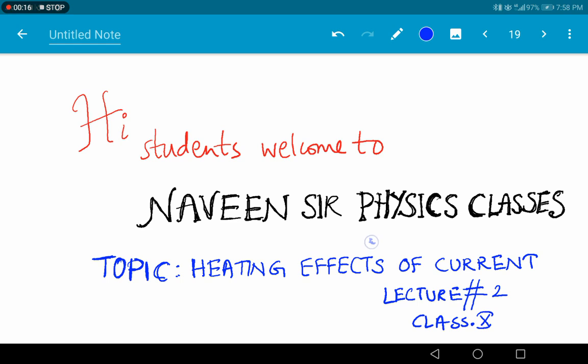So in lecture 1, we discussed Joule's law of heating and what is the formula for power consumed by a device in a circuit. According to Joule's law of heating, when current passes through a conductor, what will happen? The device will get heated after some time due to passage of the current. That phenomenon is known as the heating effect of the current.